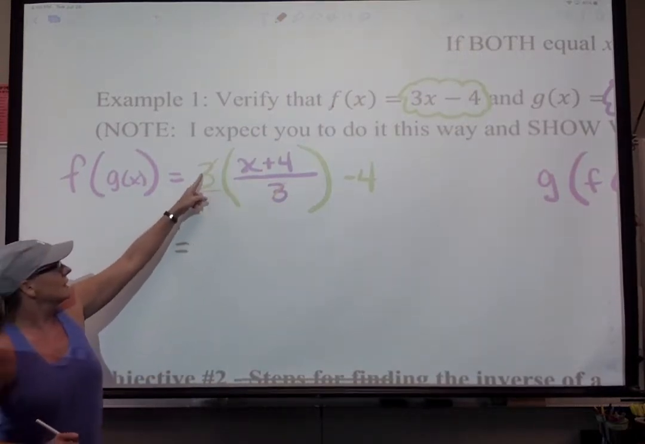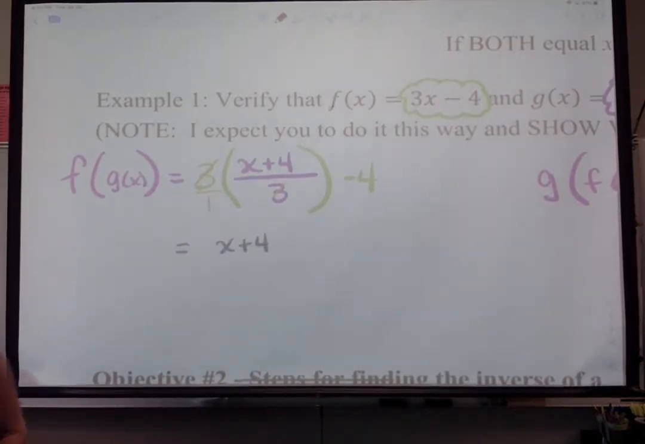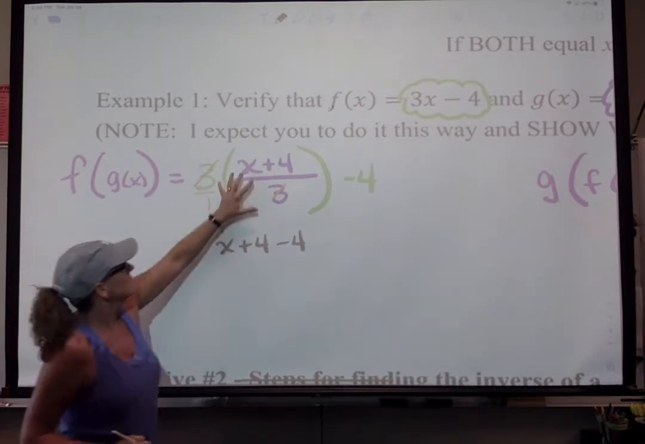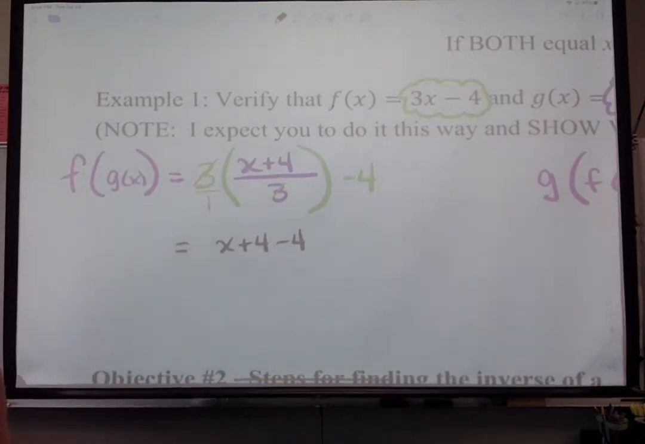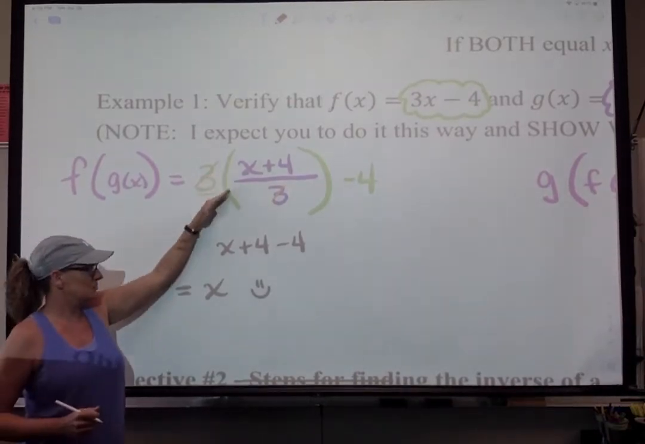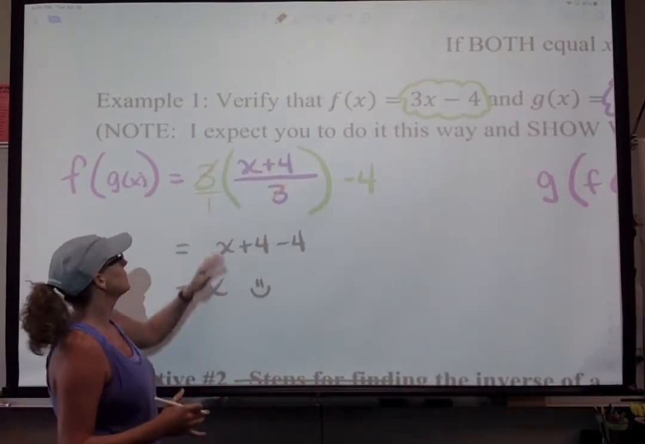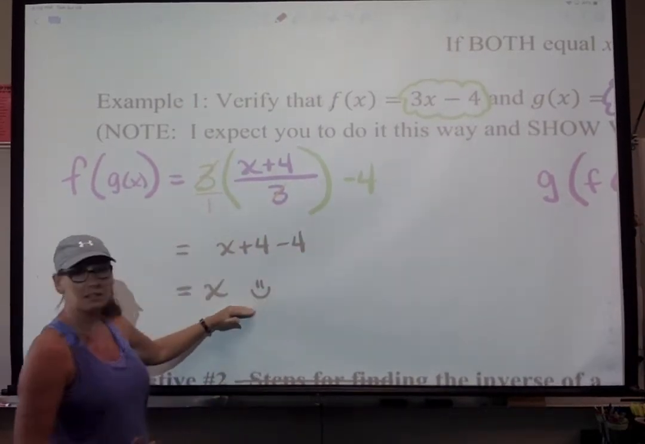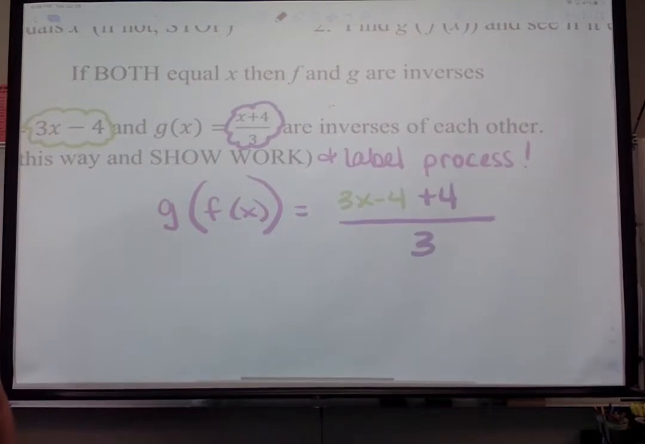If the 3s are gone, then I've got x plus 4 on top, and on the bottom is just 1. So x plus 4 on the top, the bottom is just 1, and then there's still that minus 4. Now collect like terms. You see how this simplified down to just x? And you see how I showed each step. I showed canceling my 3s, I rewrote the problem, and then I collected like terms and I got x. Now, let's go the other way.